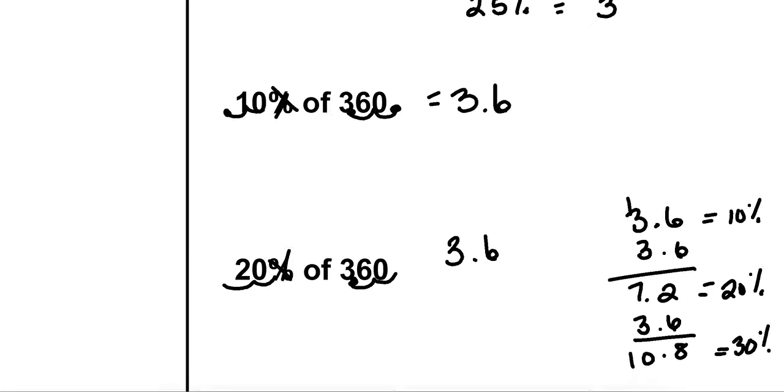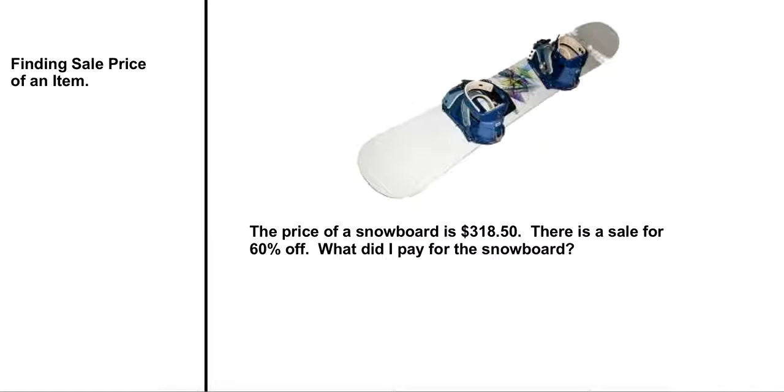So we're going to work in class just on these, working in mental math, because I want you to start seeing how this is really in real life. So here we go. We're going to find the sale price of an item. It's called its discount. So today we're going to find out how much we discounted, how much we saved. So the price of a snowboard is $318.50. I just made it up. There's a sale for 60% off.